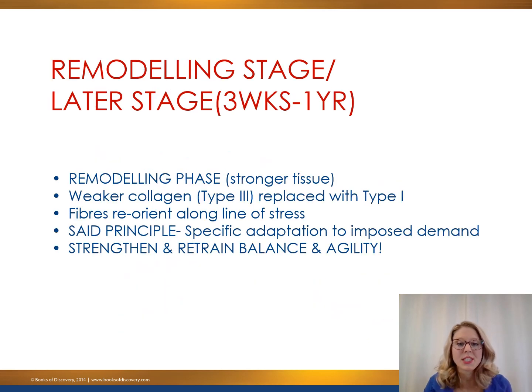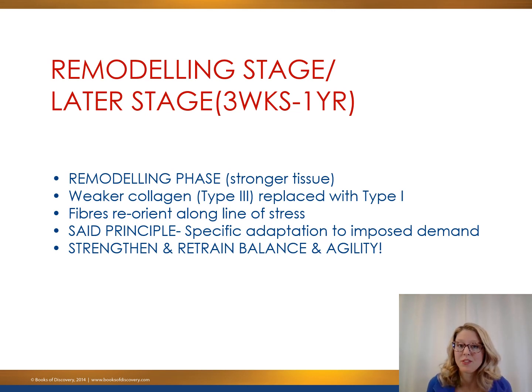Remodeling stage. So this is the later stage, 3 weeks to about, like I said, it can be up to and including a year. This is where we're getting that stronger tissue. Band-Aids are kind of useless, so we're wanting to promote that thicker tissue. So the weaker collagen, which is type 3, is being replaced by type 1. Not only that, but the fibers are going to start to realign or orient themselves along the line of stress.